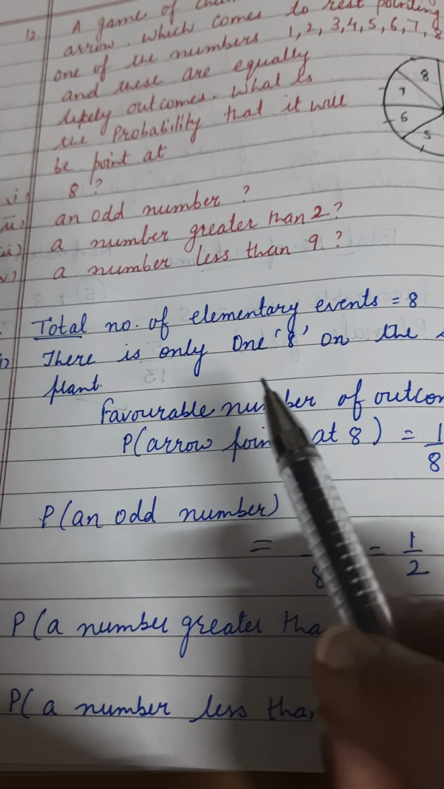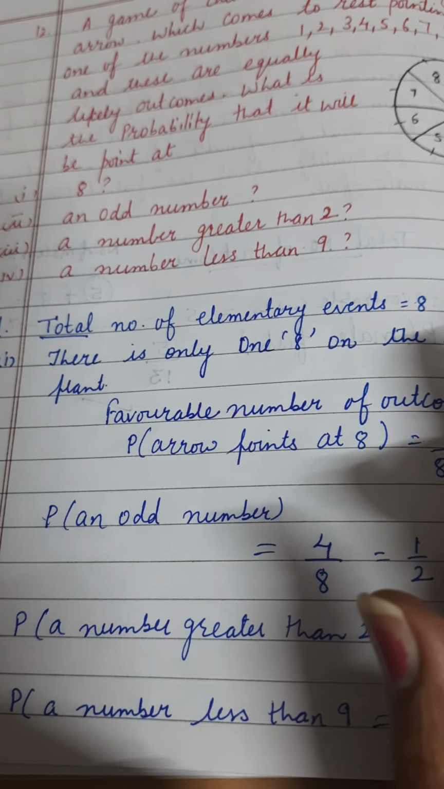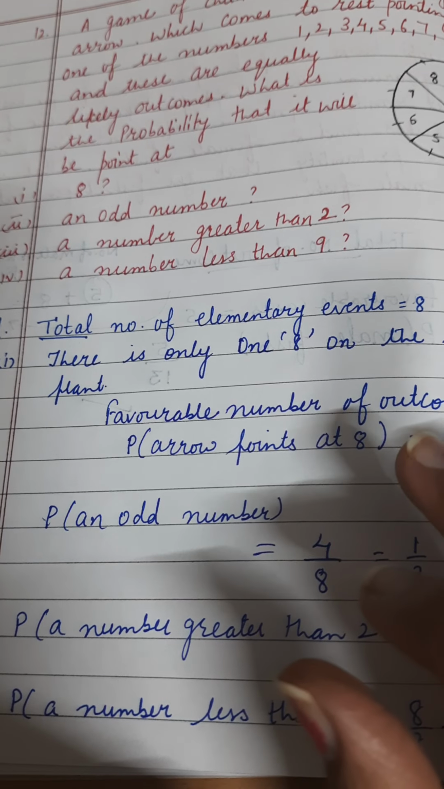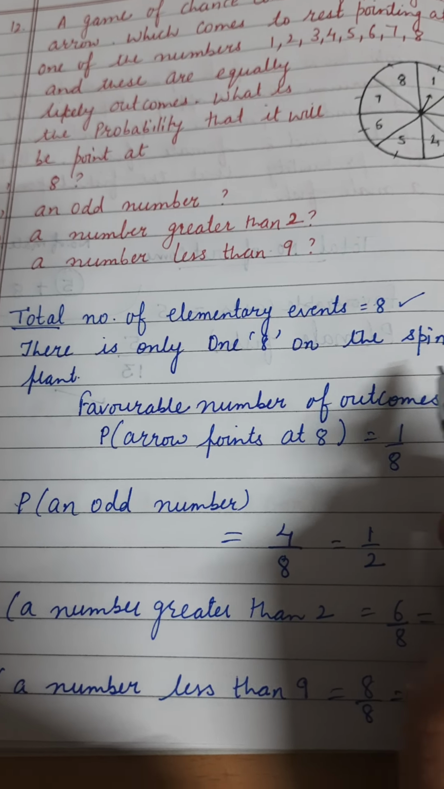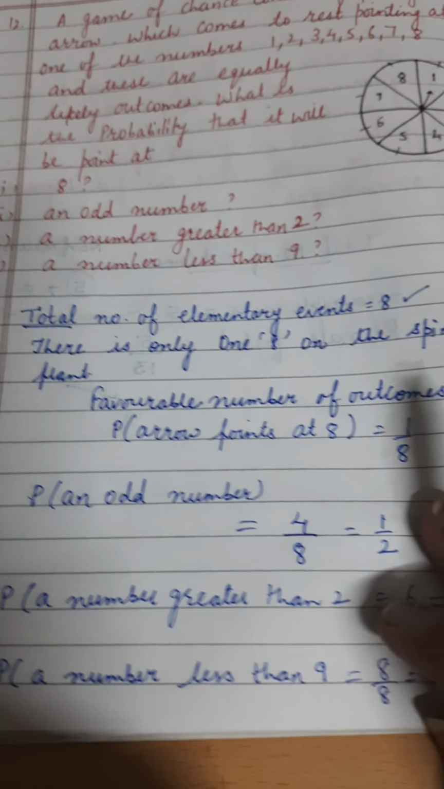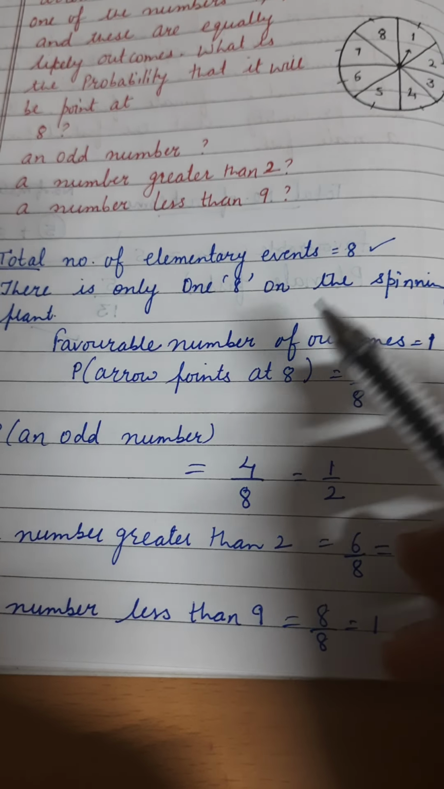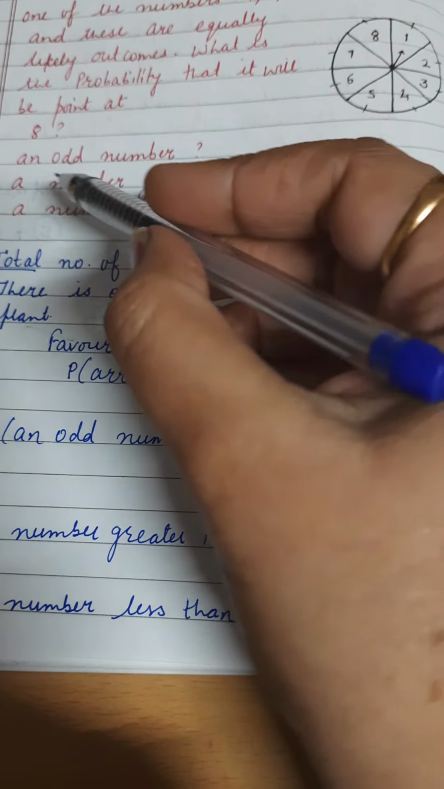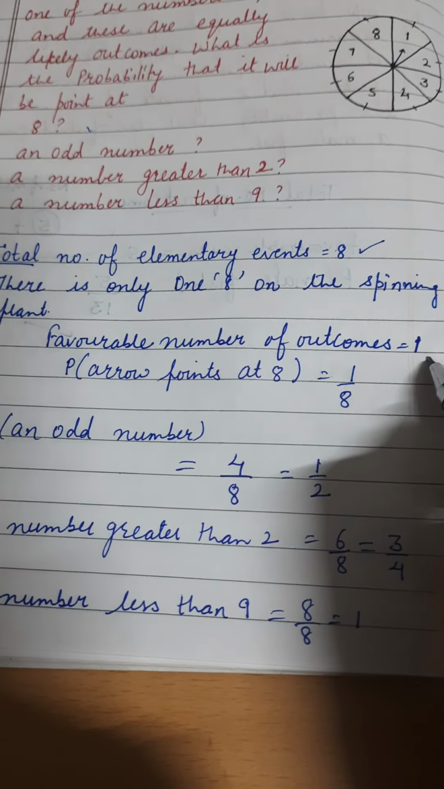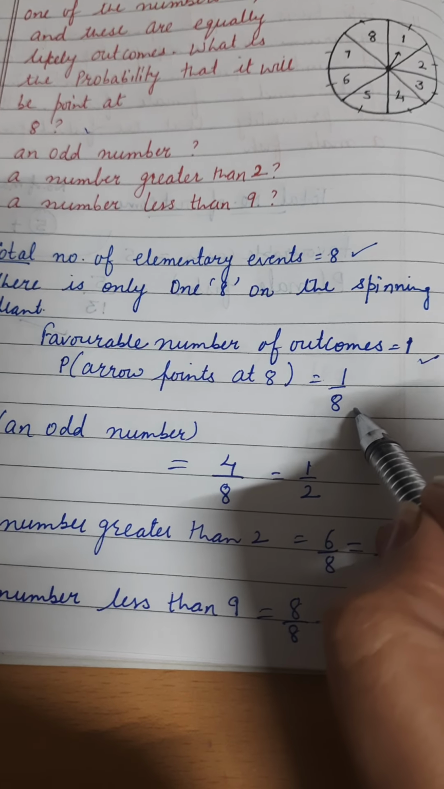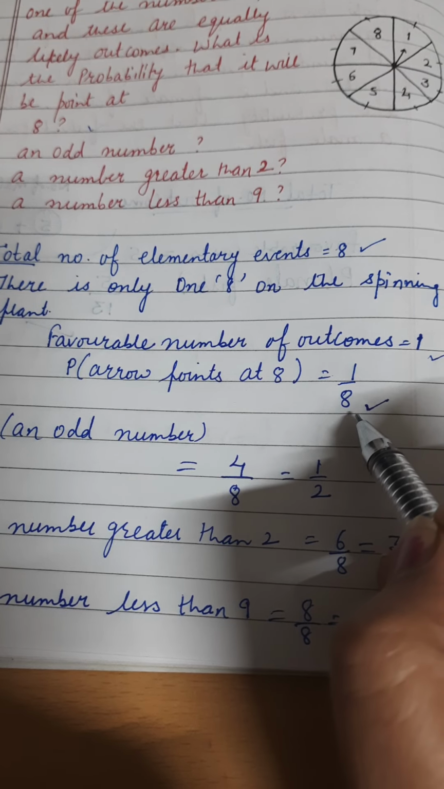So, out of 8 numbers, an arrow can point to any of the numbers in 8 ways. So the total number of elementary events will be 8. Now, there is only one 8 on the spinner. So the favorable number of outcomes, since we are finding the probability of getting an 8, is 1 and the total number of outcomes is 8. So the probability that the arrow points at 8 will be 1 upon 8.